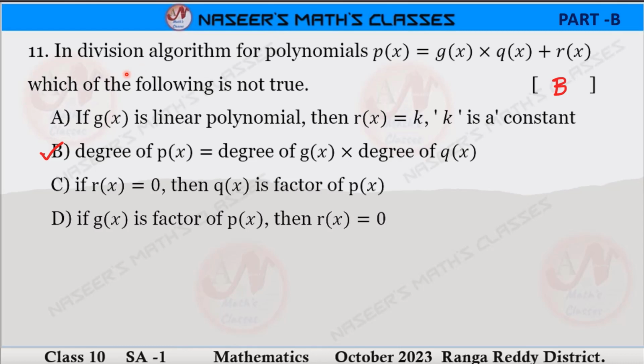11th one. In division algorithm for polynomials, p of x is equal to g of x into q of x plus r of x. Which of the following is not true? Second one is not true. That is B option. Degree of p of x is equal to degree of g of x into degree of q of x. This is the false one.